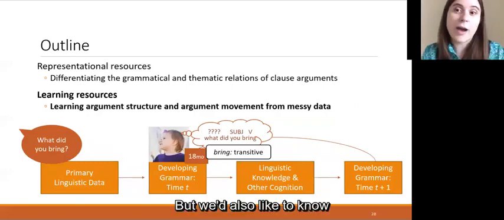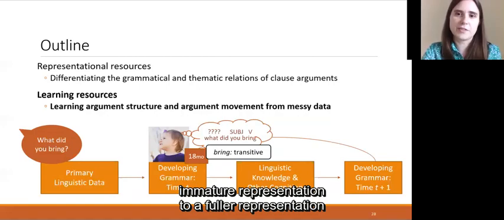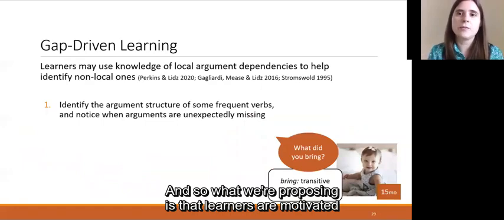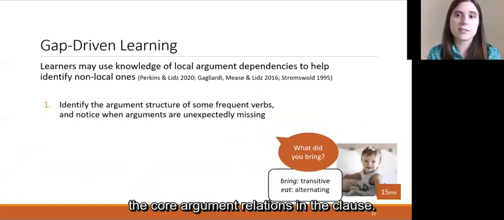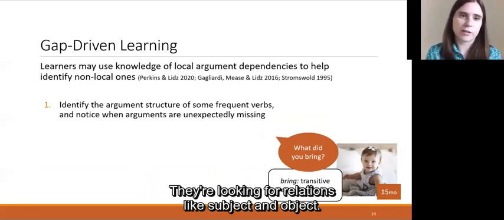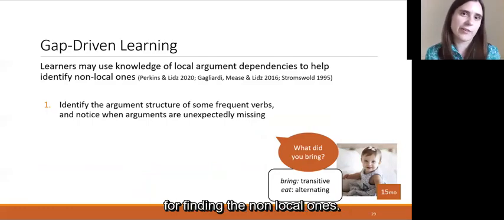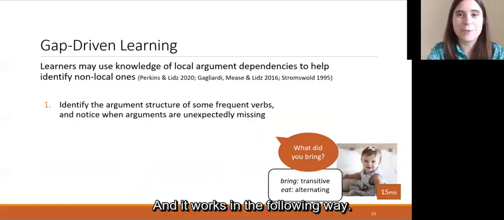But we'd also like to know how the rest of this process goes, how Susie by 18 months goes from this immature representation to a fuller representation of the WH dependency in this question. And so what we're proposing is that learners are motivated by a general drive to identify the core argument relations in a clause. They're looking for relations like subject and object. And if they can identify these locally, that gives them helpful information for finding the non-local ones. We're calling this gap-driven learning, and it works in the following way.